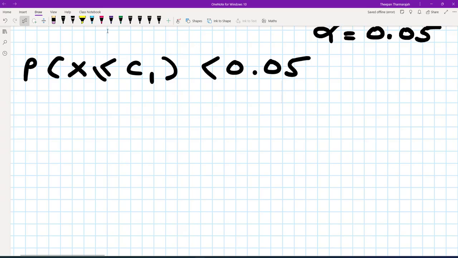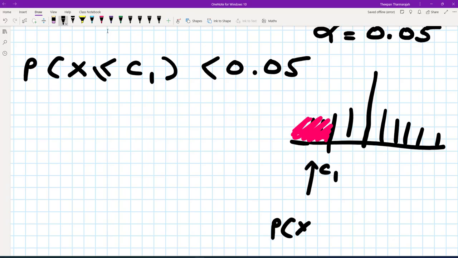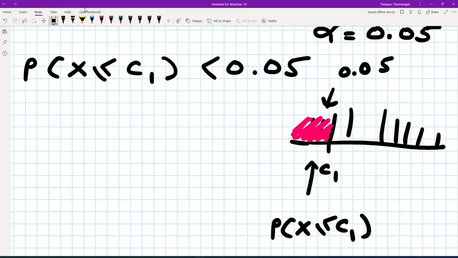Just a reminder, I'll draw it for you again. I'm not going to draw it in the next example, I'm just going to draw it here. What we're trying to do is work out the lower tail probability. So we shade all of this here, call this C1, and we can describe that as the probability that x is less than or equal to C1, and this area is 0.05. So that's visually what's happening here.